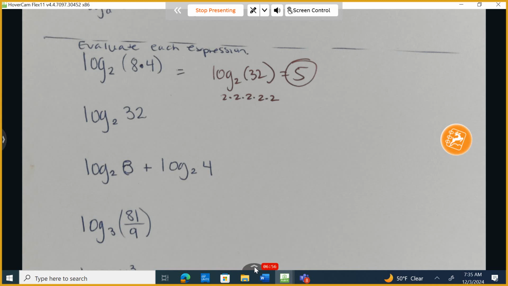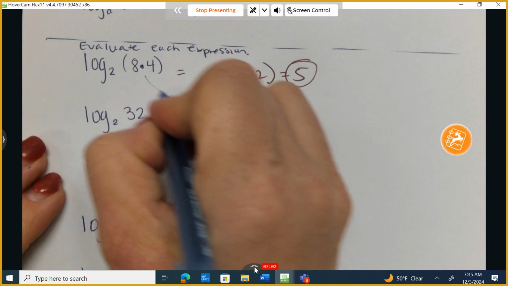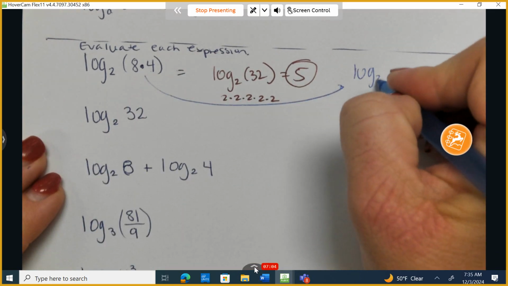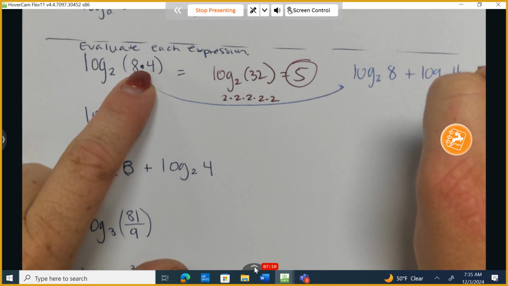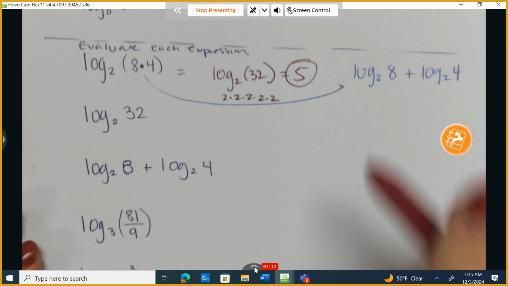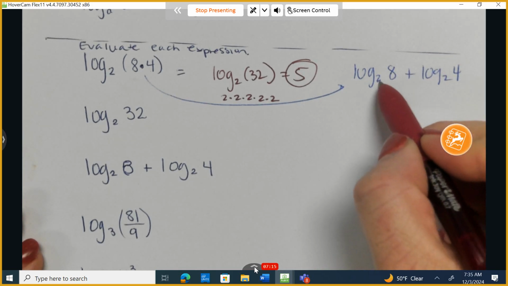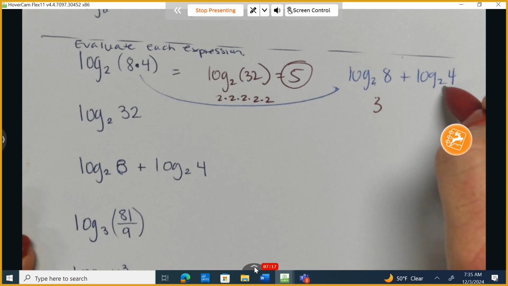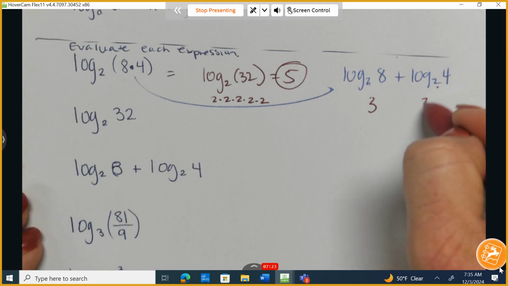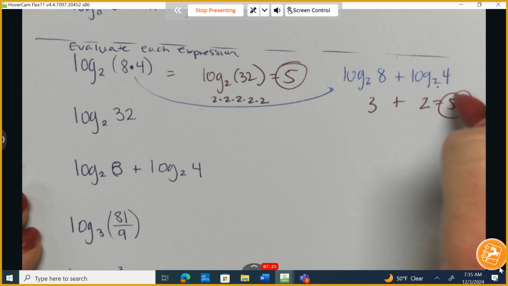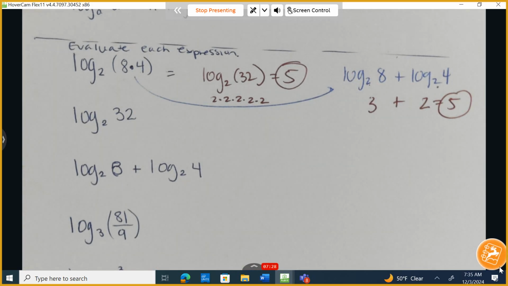Okay. Now, if they said to you, hey, first you need to expand this. This is in condensed form where we're using multiplication. Now, expanded form looks like this. I'm going to take whatever's first, and turn multiplication into addition. So now I've expanded it, and I'm going to say 2 to what power equals 8? 2 to the 3rd power equals 8, and 2 to what power equals 4? 2 to the 2nd power equals 4, and when I add them together, I still end up with 5. I want you to understand both methods. Unless they are specific with you, you get to choose whatever method makes most sense to you.